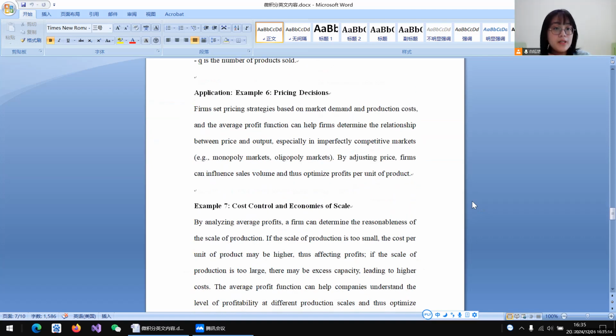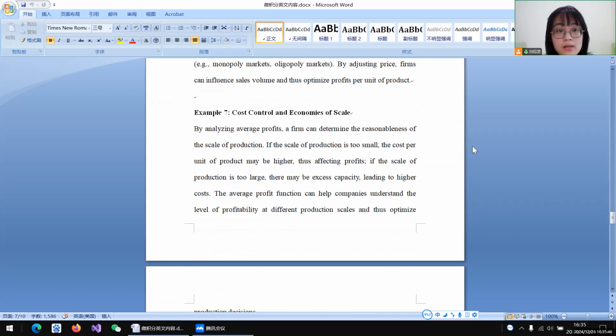We can show an application about it. Also, the sixth example, pricing decisions. You can see that it's about firms setting pricing strategies based on market demand and production costs, and the average profit function can help firms determine the relationship between price and output, especially in imperfectly competitive markets.